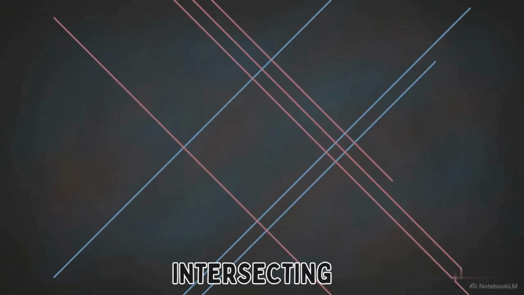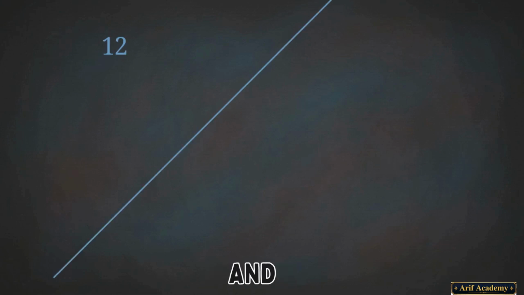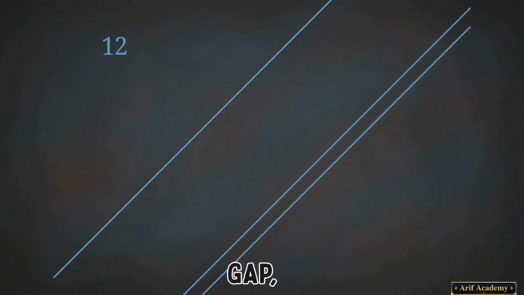This web of intersecting lines shows how to multiply 12 by 13 and get 156 without ever looking at a times table. You just draw the lines and count the dots. To build it, we take our first number, 12, and draw it diagonally. One line for the tens digit, a wide gap, and two lines for the ones digit.